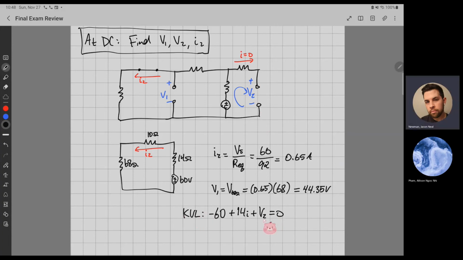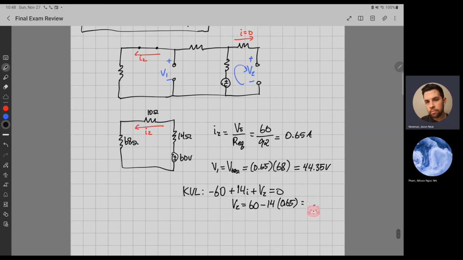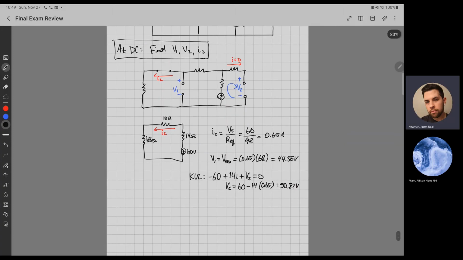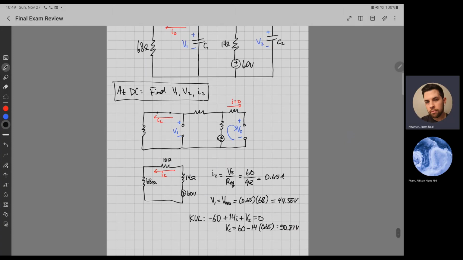Okay, so that's pretty easy. We can solve for V2. V2 would be equal to 60 minus 14 times I, which is this current, 0.65, which would be equal to 50.87 volts. Okay, and that's everything.